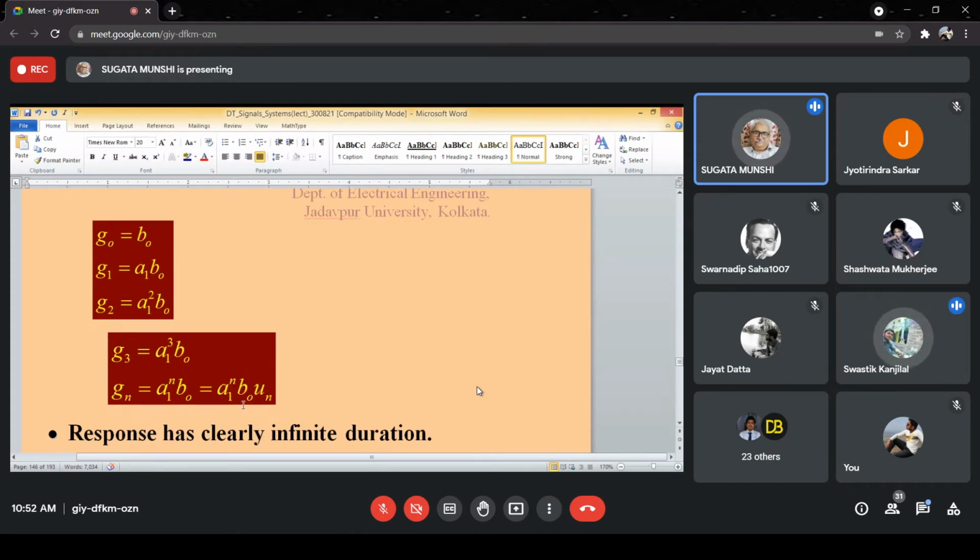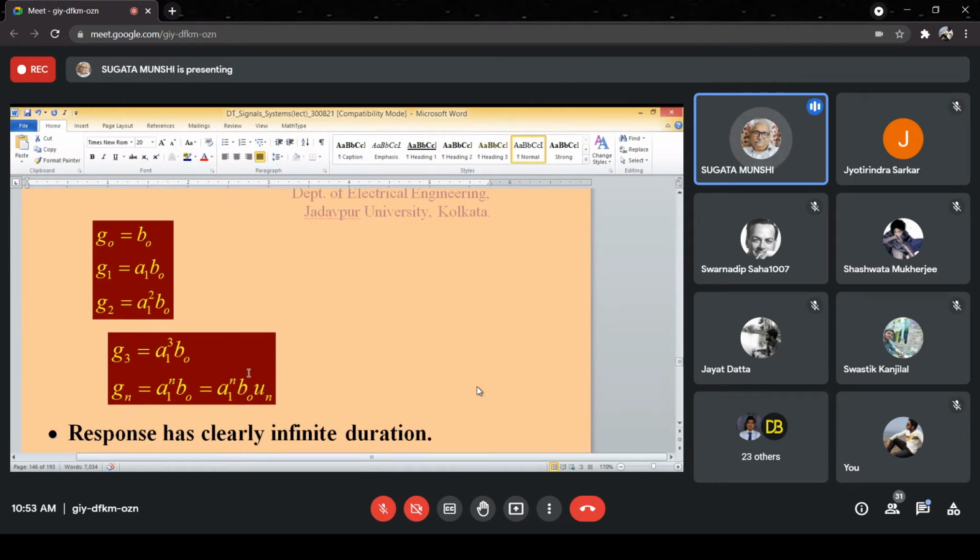Please repeat why you have introduced that unit step un here. Just to imply that Gn will have 0 values for n less than 0. Because it's a causal system, if I left it at A1 to the power n B0, I should have written here for n greater than or equal to 0. That should have been the complete statement. But instead of that, I am writing A1 to the power n B0 un, to imply that it's a causal sequence.